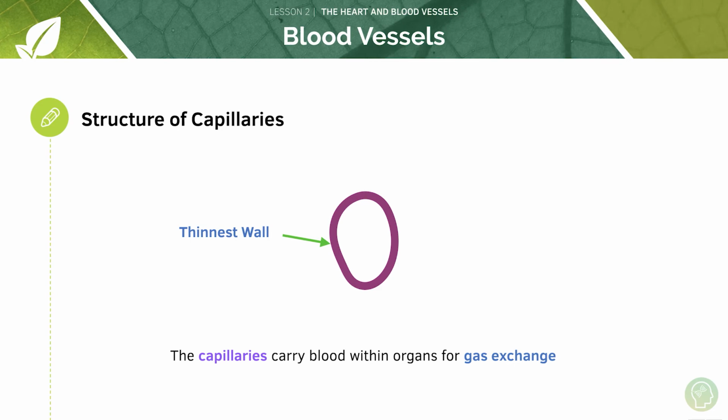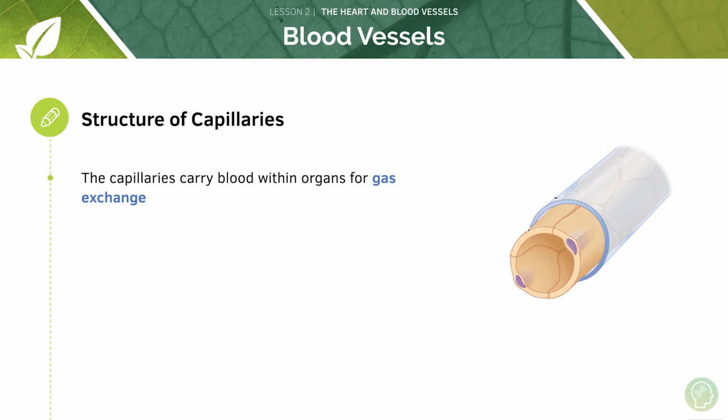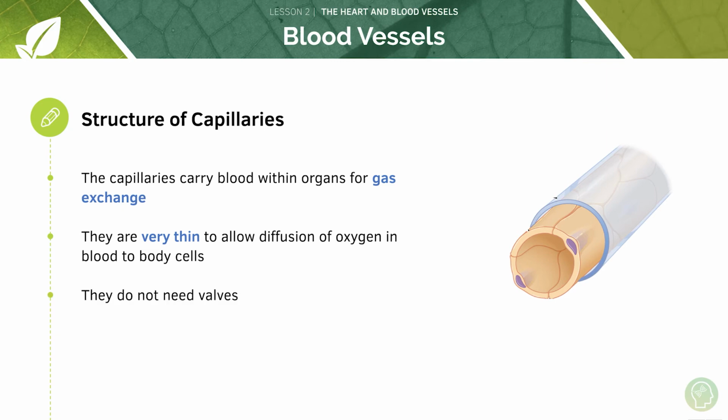And capillaries carry blood within organs for gas exchange. And because their function is primarily gas exchange, they are going to need to be very thin to allow diffusion of oxygen in blood to body cells. And they don't need valves. So capillaries are in general one cell wall thick, and this allows very efficient diffusion of oxygen to the body cells.